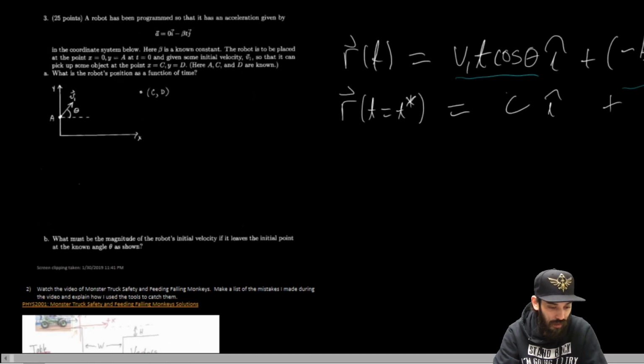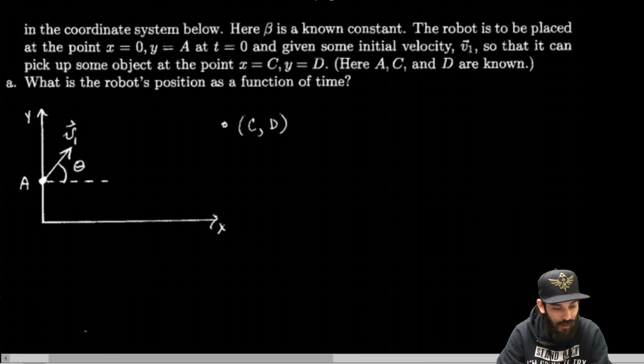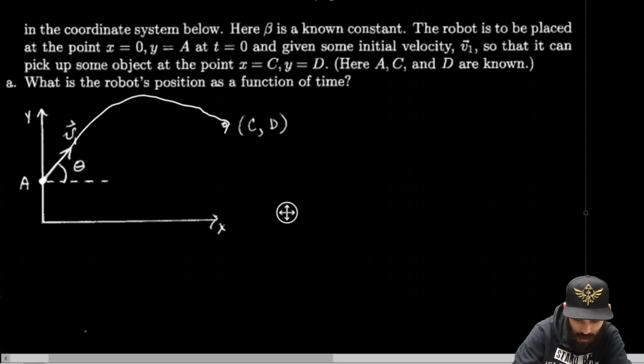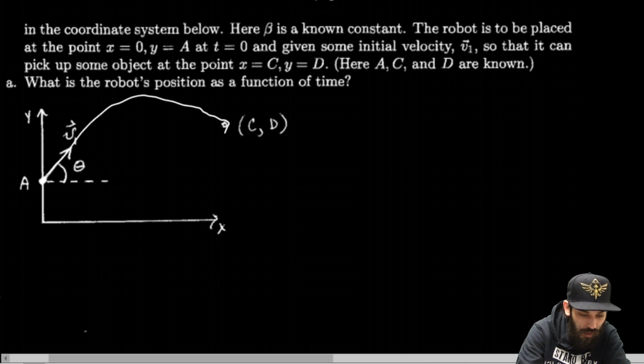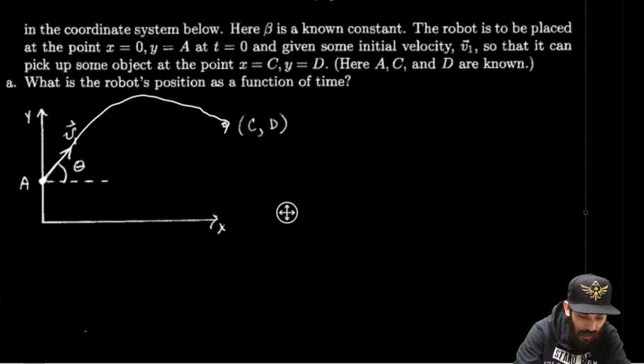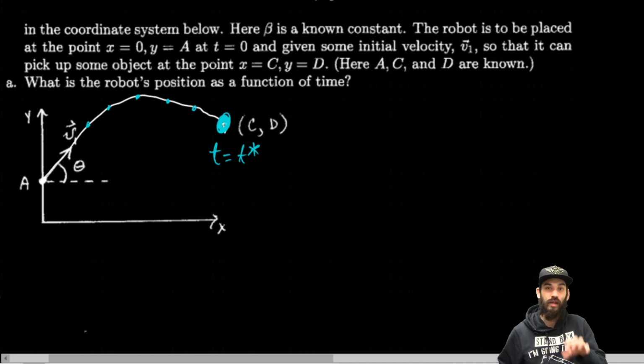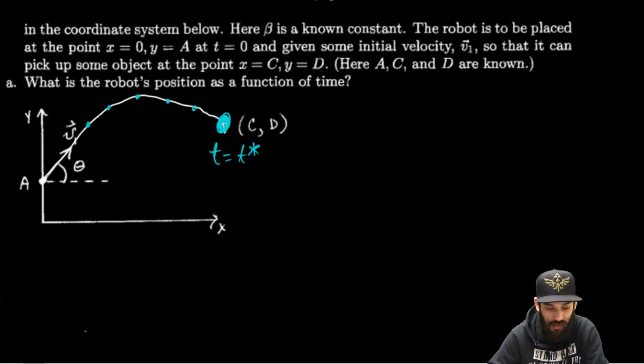Now if we look at this plot, we can draw what's going to happen here. This robot's going to do something like that, and then we can think about all the times that it's spent along this path. At this very special time, t is equal to t star, it's actually at C, D. That's what this equation is telling us ultimately.